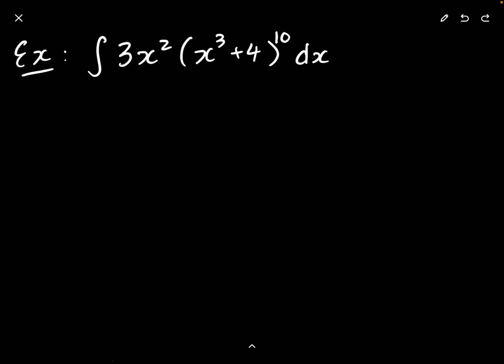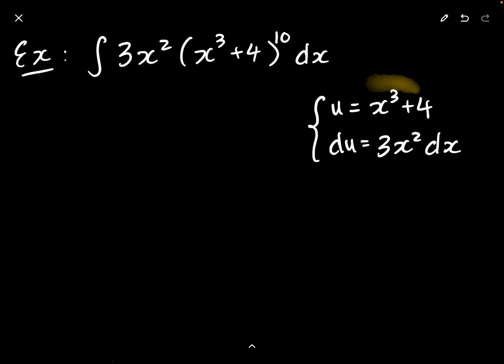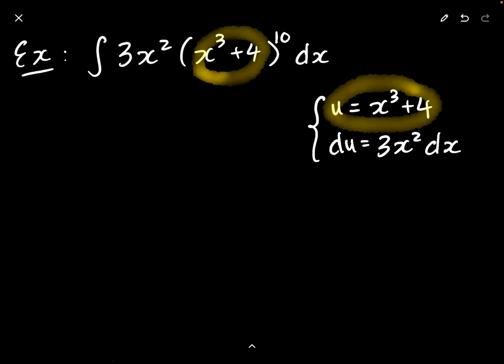In this example, we want the antiderivative or indefinite integral of 3x squared times (x cubed plus 4) to the power 10 with respect to x. Since this integral is not basic, we can try a substitution. Here we can choose u to be x cubed plus 4 because x cubed plus 4 is inside the power 10, and also the derivative of it, 3x squared, appears in the integral.